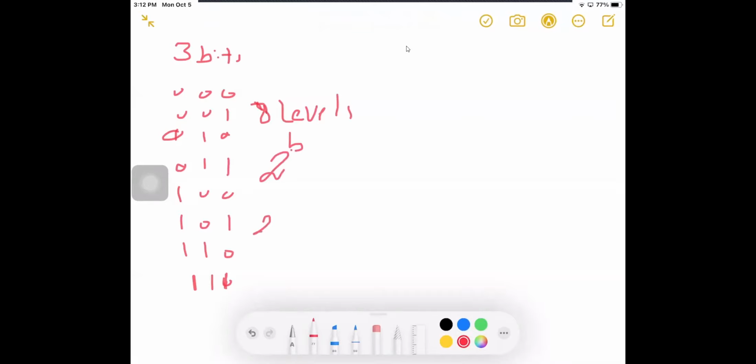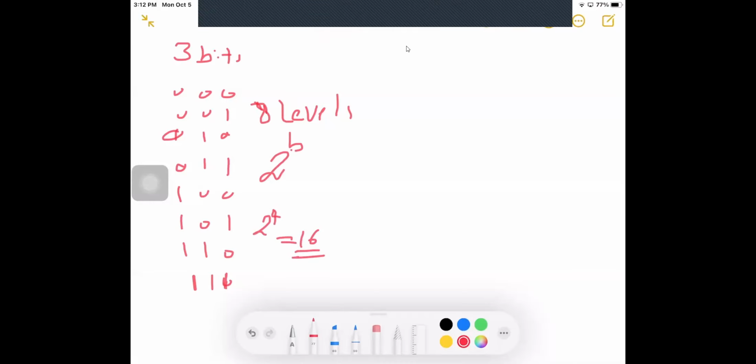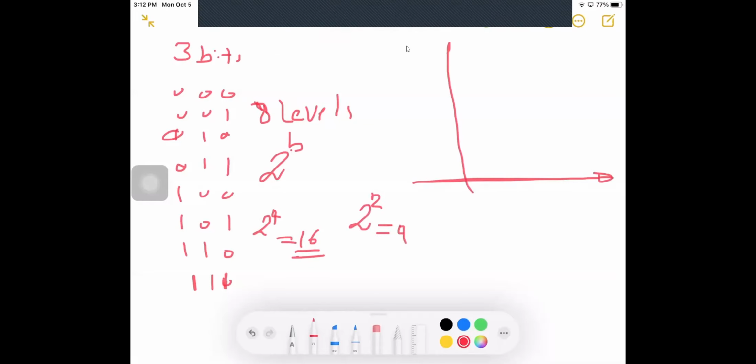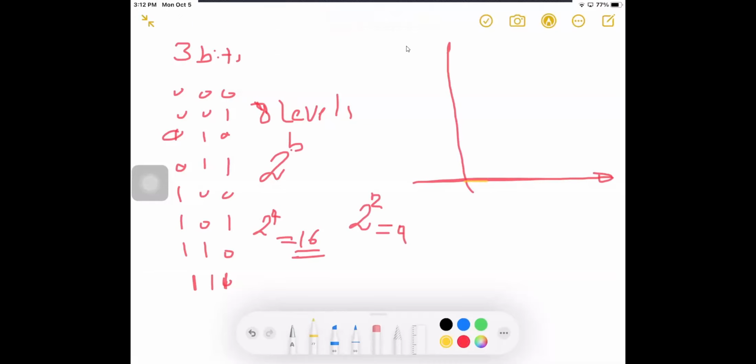If you are going to talk about 4 bits, at that time we have 2 to the power 4, 16 levels, and so on. Okay, this is about the number of bits and the levels generated by each bit combination. Look, if you are talking about 2 bits only, 2 to the power 2, we have only 4 levels. Let us illustrate these 4 levels. The first level will be at 0. That is, B1 and B2: 0 0, 0 1, 1 0, and 1 1. The first level represents 0 0, the second level represents 0 1, then 2 and 3. Okay, this is level 0, level 1, level 2, and level 3.